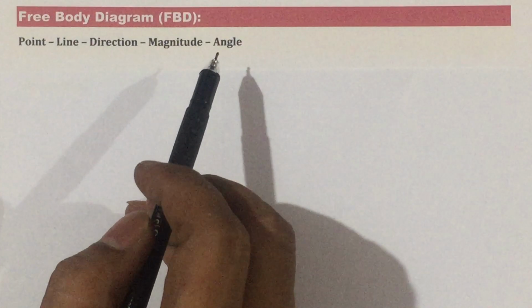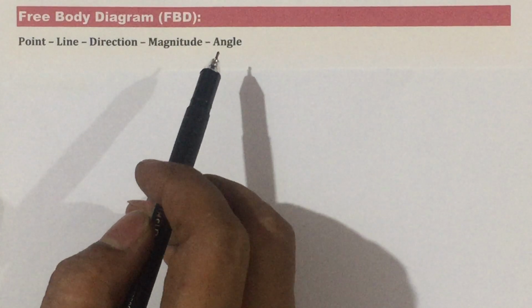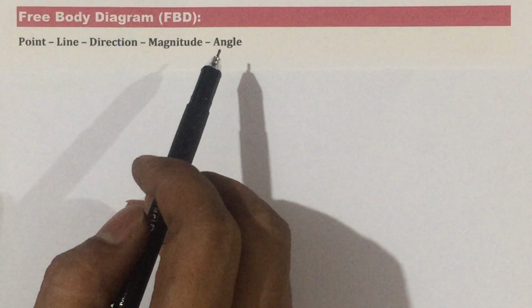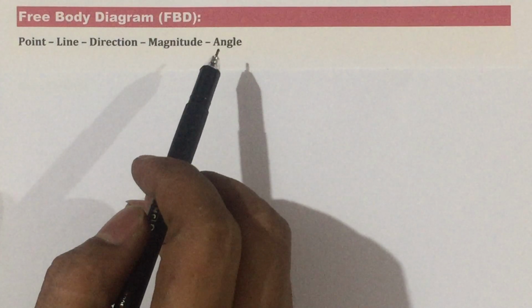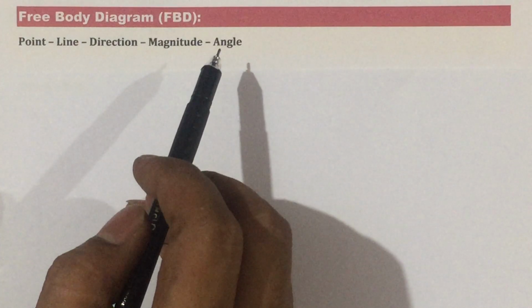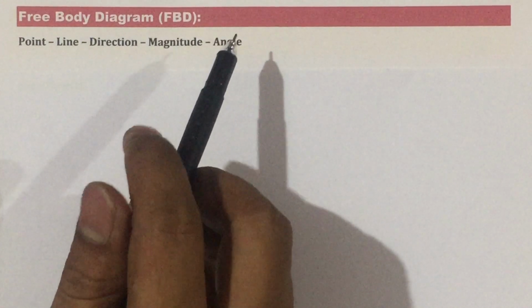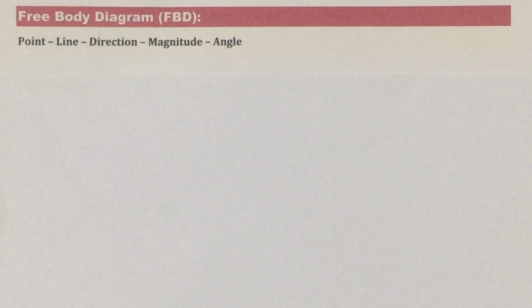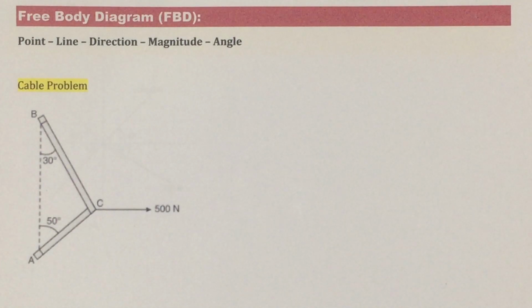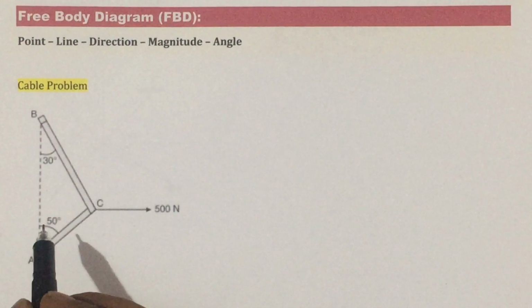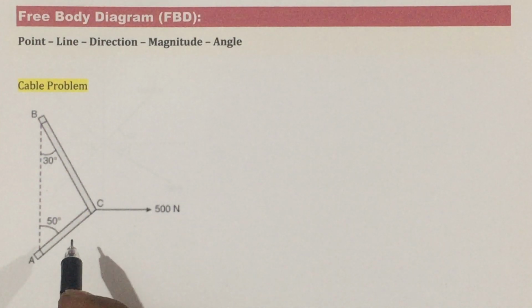In this particular unit we are going to solve two types of problems. They are cable problems and ball problems. Here I took one example of each type. So, let us see how to write the free body diagram for the same. The first one, cable problem. It is the given problem. So, we need to write the free body diagram.